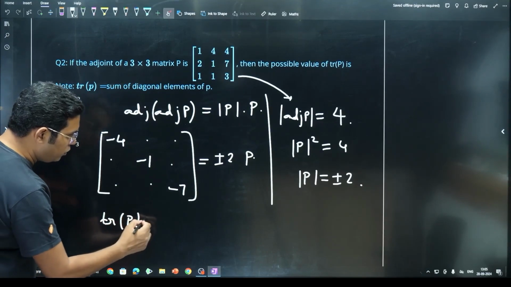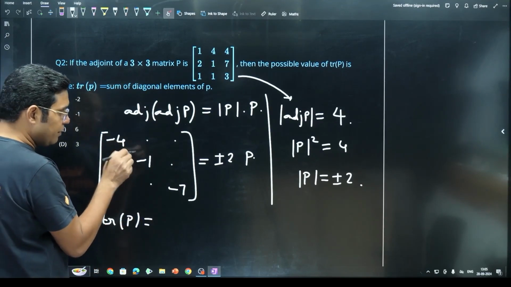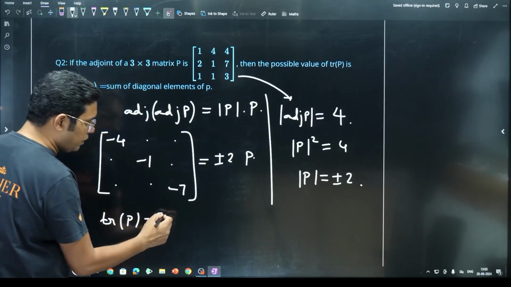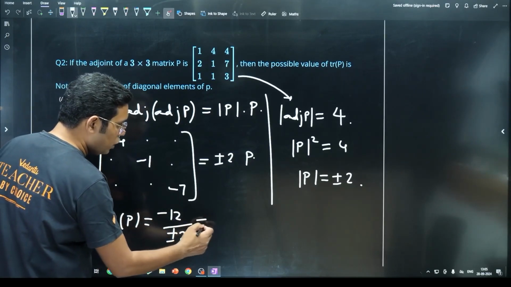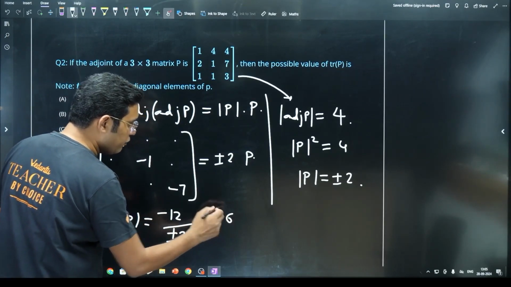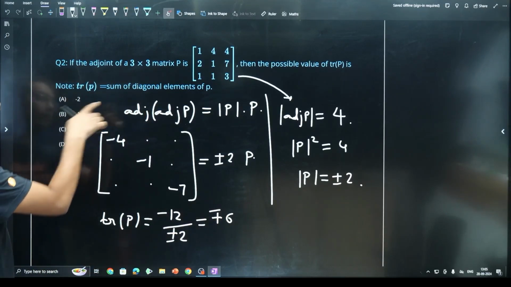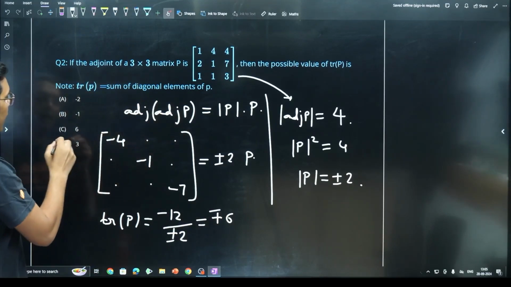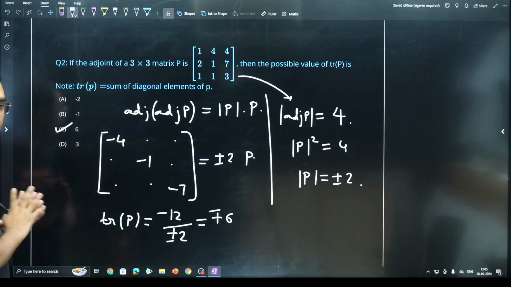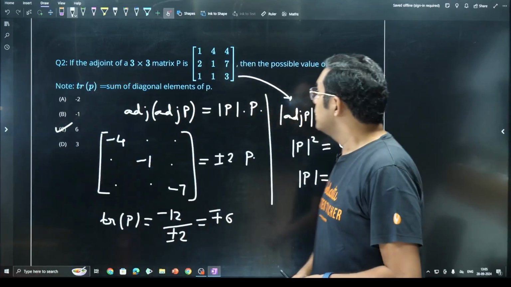My trace of P should be equal to -4 plus -1 plus -7, I think it comes out to be -12, and that will be divided by plus or minus 2. So it will be either +6 or -6. So here you can see the possible value is, I think only one option is correct, that is C here. Okay, so moving to the next question.